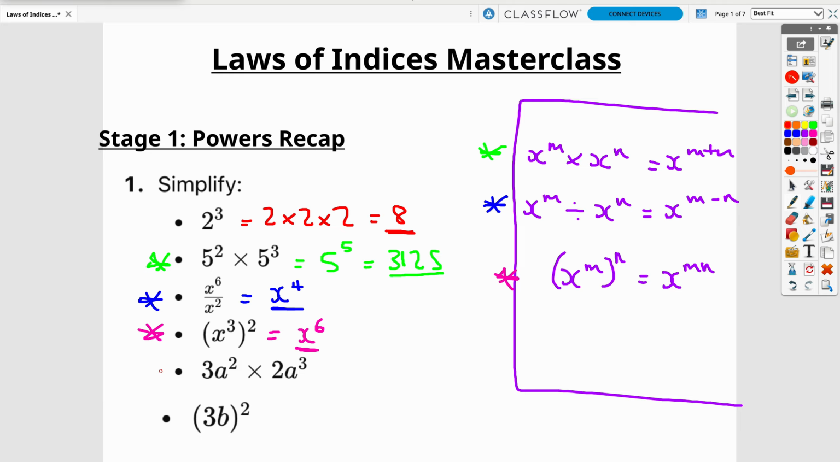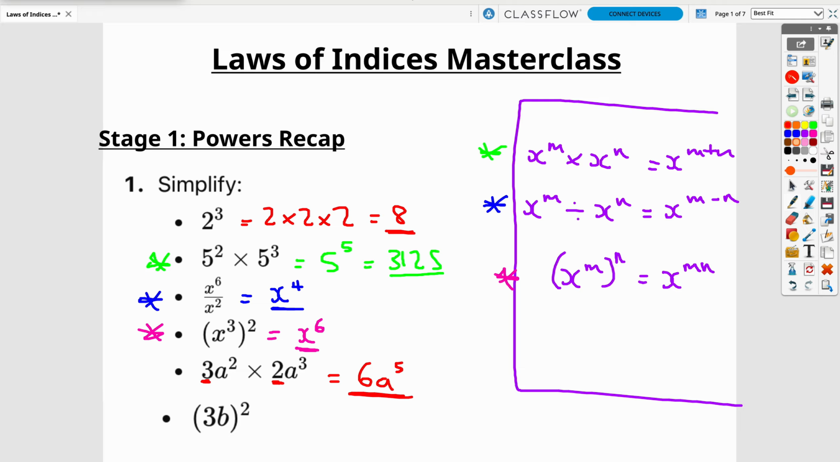And finally, let's have a look at this one. Let's do it in a nice red. So what I do is I multiply the numbers first. 3 multiplied by 2 is 6. And then I do laws of indices: it's multiplying, same bases, which are a, and because it's multiplying, we're just going to add the powers. So it's 6a to the power of 5.